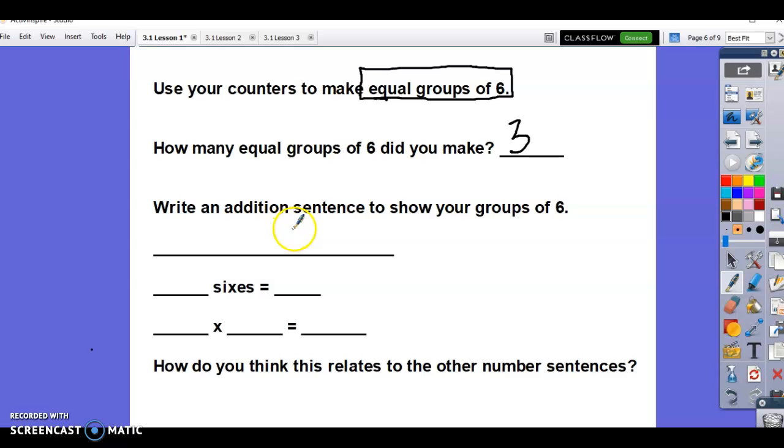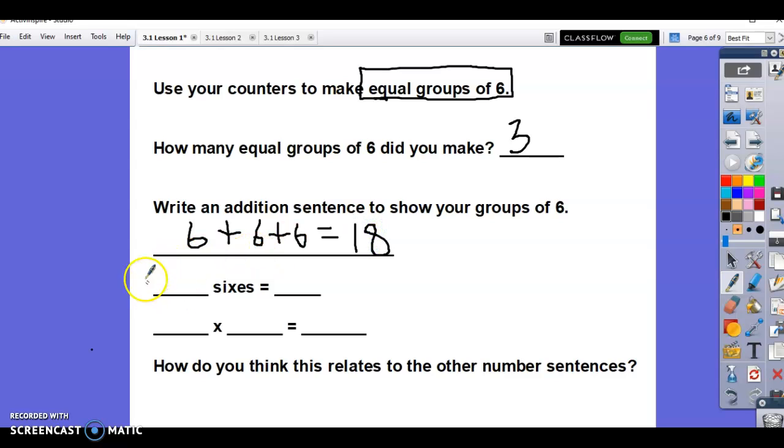Write an addition sentence to show your groups of 6. Well, we had one group of 6, so that's 6. And this is my repeated addition, so 6 plus 6 plus 6. I have my 3 6's equals 18. Okay, and I know you're rock stars. I know you're already ahead of me.